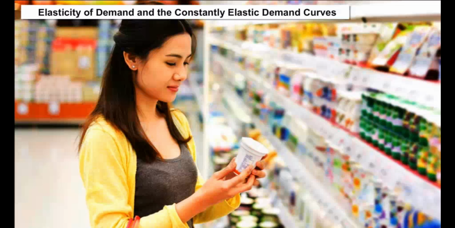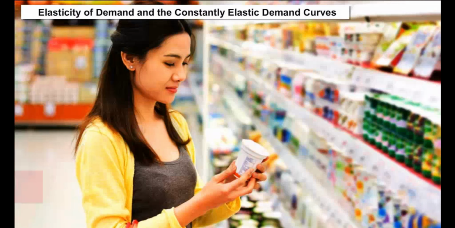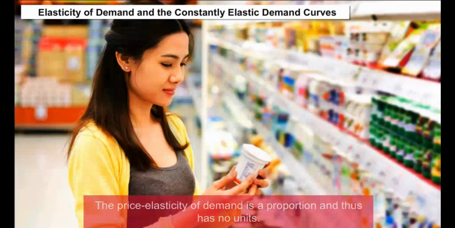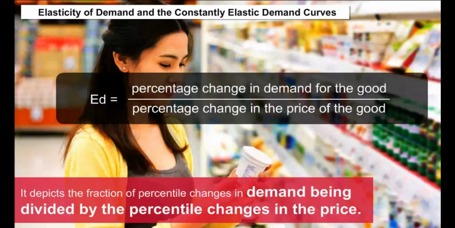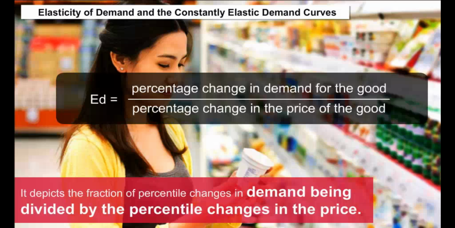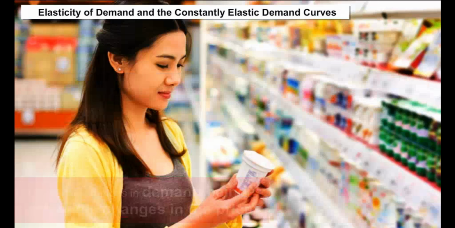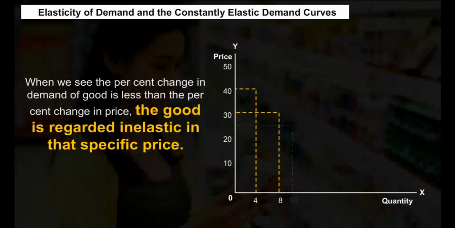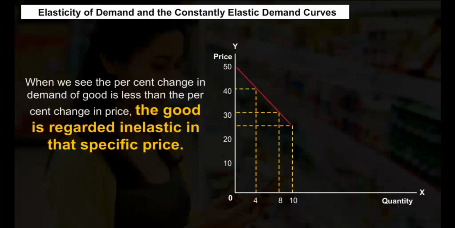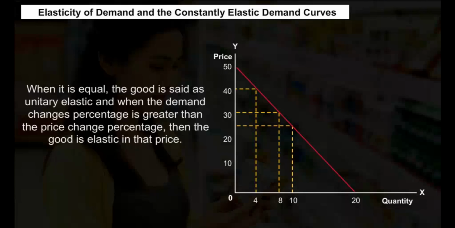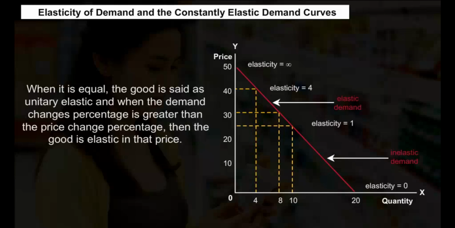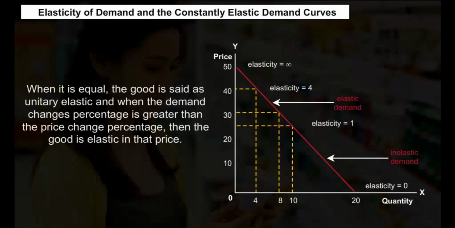Elasticity of demand and the constantly elastic demand curves. The price elasticity of demand is a proportion and thus has no units. It depicts the fraction of percentage changes in demand divided by the percentage changes in the price. When the percent change in demand of a good is less than the percent change in price, the good is regarded as inelastic at that specific price. When it is equal, the good is said to be unitary elastic, and when the percentage change in demand is greater than the percentage change in price, then the good is elastic at that price.